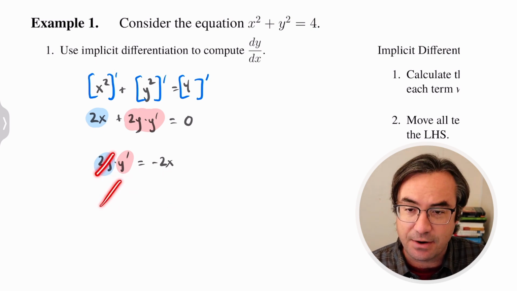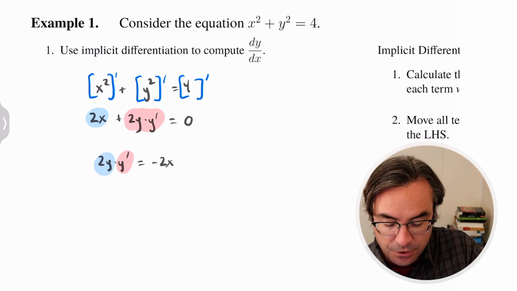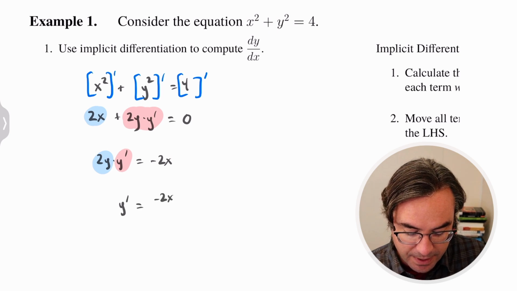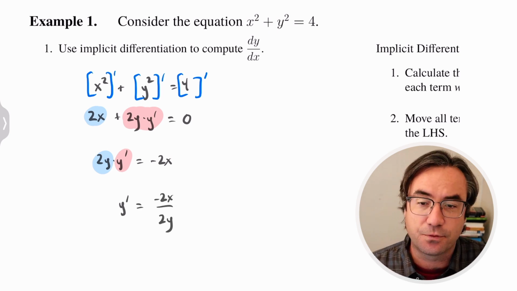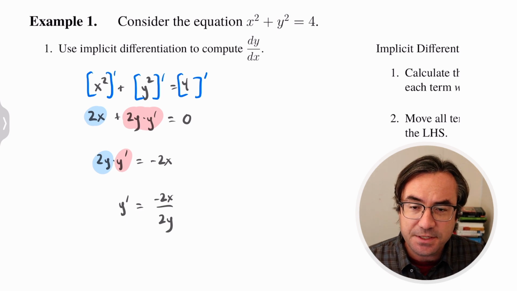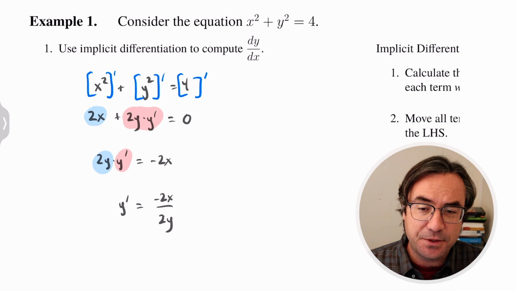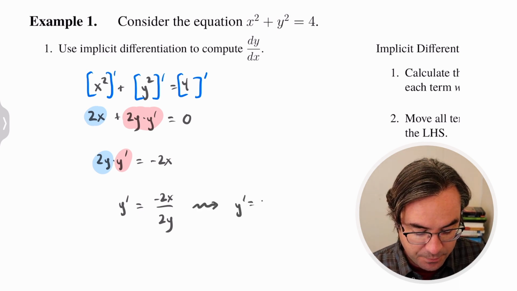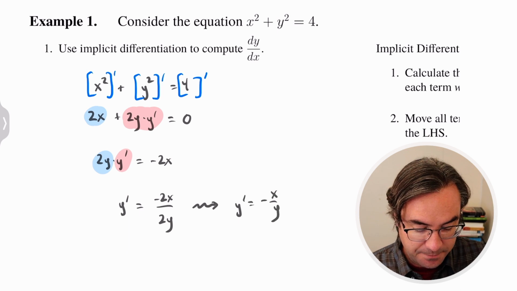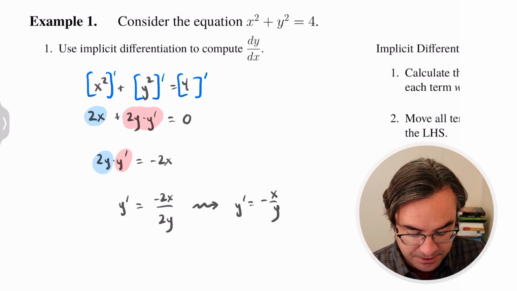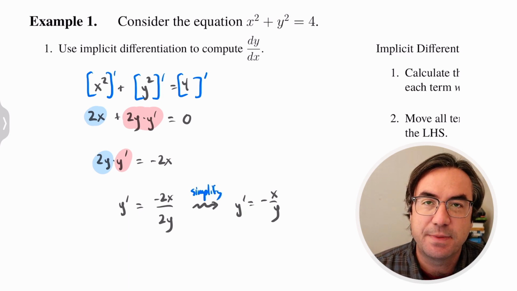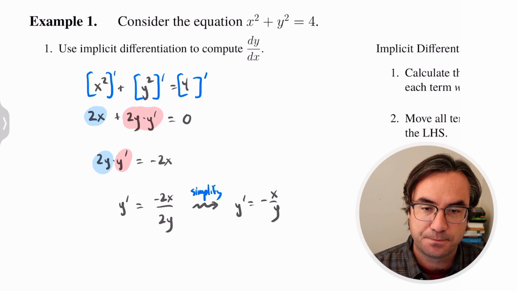And that'll cancel it out on the left. So that'll do it then. Once we divide, we get y prime is equal to negative 2x over 2y. And in this case, we can simplify a little bit. The 2's cancel, and we end up with negative x over y. So you don't necessarily have to simplify, but it does make it easier for evaluation.